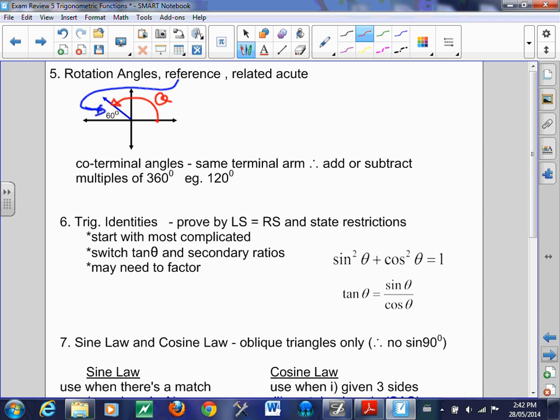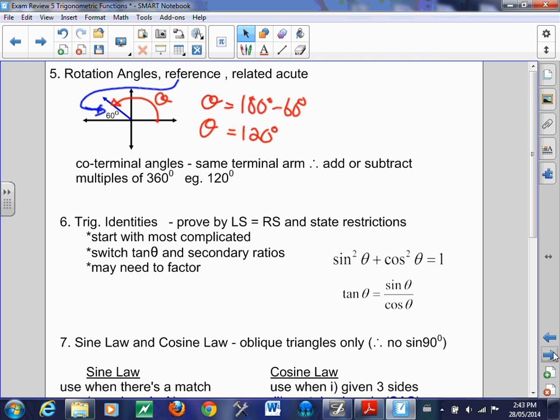So in this case, to figure out the rotational angle, which is theta, I take the quadrant it would be in if it was all the way 180, and subtract your reference angle or your related acute angle. It's the same thing. So it would be 60 degrees. So in this case, theta would equal 120 degrees.